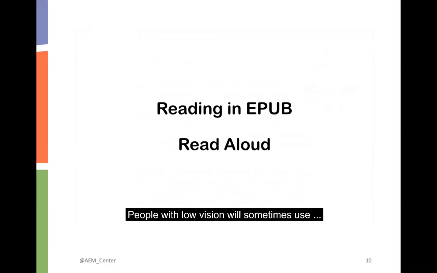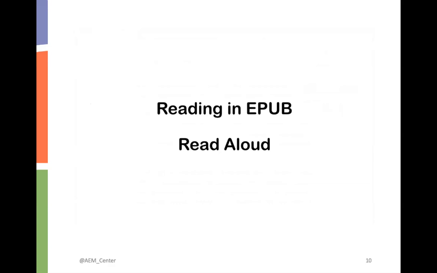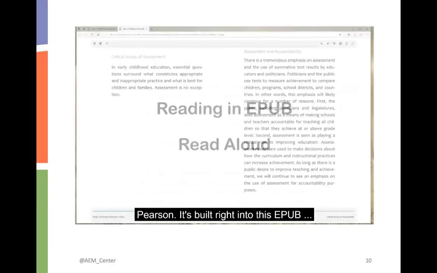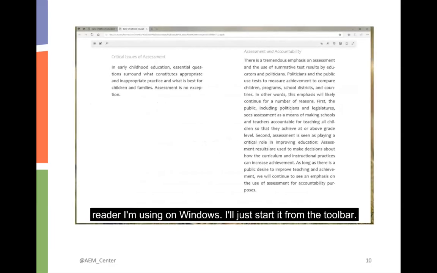People with low vision will sometimes use text-to-speech to increase their reading speed and reduce eye strain. And research shows that reading both visually and through audio is very helpful to people with specific learning differences such as dyslexia. This is often referred to as read aloud, and we can use this capability in this EPUB from Pearson. It's built right into this EPUB reader I'm using on Windows. I'll just start it from the toolbar.